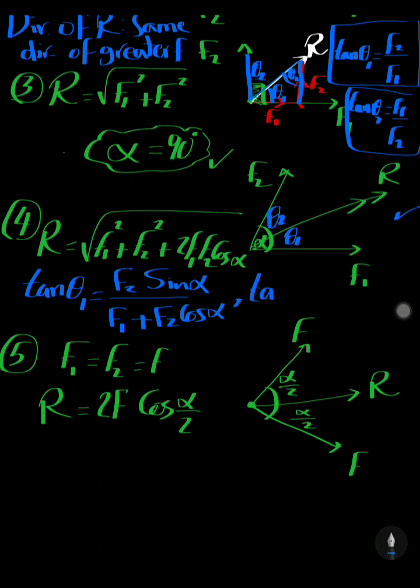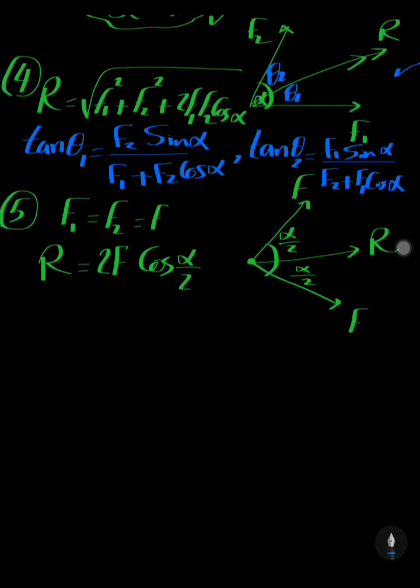If we want to find tan theta 2, the direction of the resultant with the second force, we start with F1 over F2, and after that tan equals sine over cosine. We put here F1 sine alpha, and here F2 plus F1 cosine alpha. In this case, if the two forces are equal, then the direction of the resultant, theta 1, equals theta 2, equals alpha over 2.